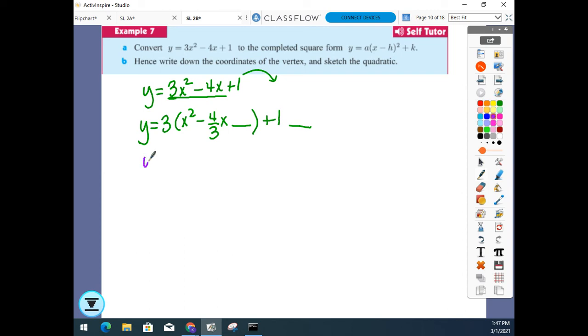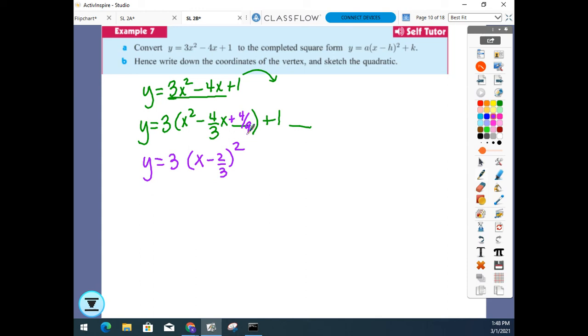Okay, now I'm going to bring down the 3. I want to convert my trinomial into my quantity squared. Bring down the x. This square goes to the outside. How do you take half of 4/3? Half of 4/3 is 2/3. How do you square a fraction? Square the top, square the bottom, 4/9.